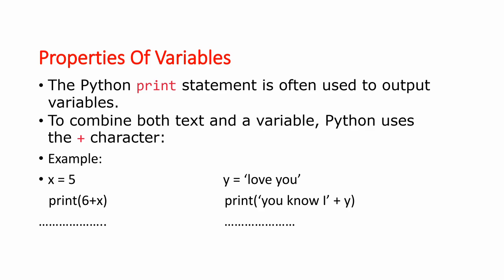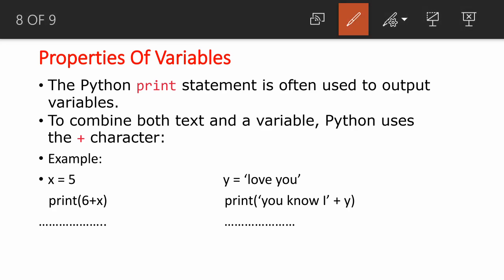The Python print statement is often used to output variables. To combine both text and a variable, Python uses the plus character. The print is also an inbuilt function in Python. In one of the videos, we are going to be looking at inbuilt functions in Python. Now, print is an output function. So when you see the word print, it's giving you an output. A very good example, look at this one here. We are given x to be equal to 5, and we're asked to print 6 plus x. Remember, x is 5, so my answer here will be 11.